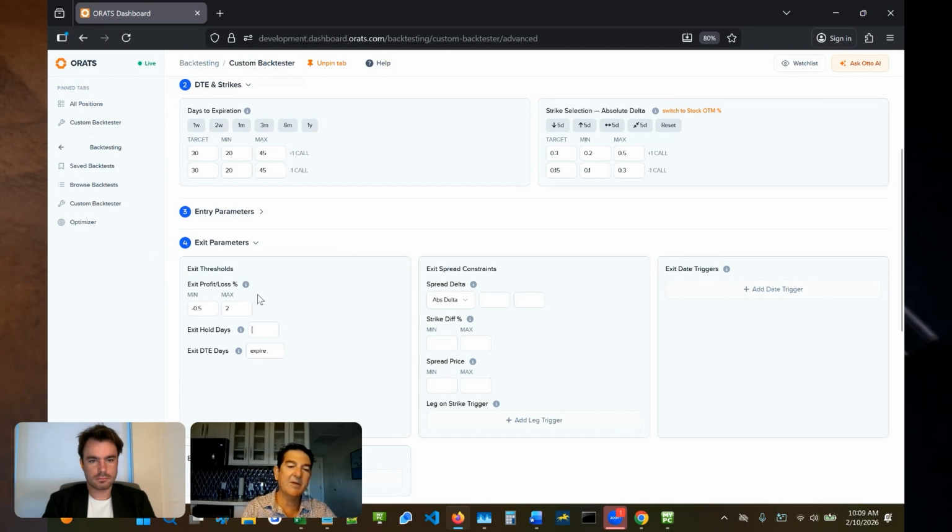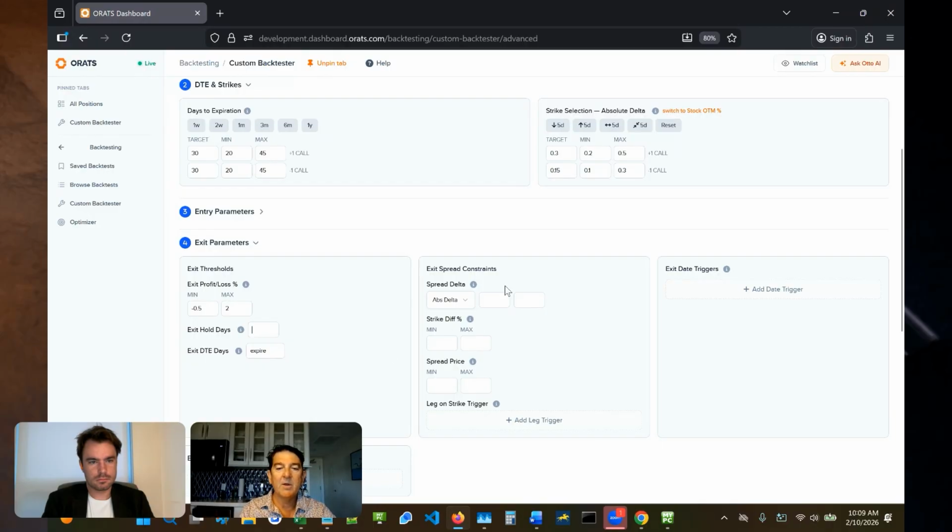And so let's just talk about what these are. You could always just look at the mouse over, but holding days: you could say, how long have I held this for? So if it's a 30-day to expiration, you might say, I only want to hold it for 10 days. Or there's another option that's somewhat similar: I want to exit when it gets to 20 days. So that's another way to do a similar thing.